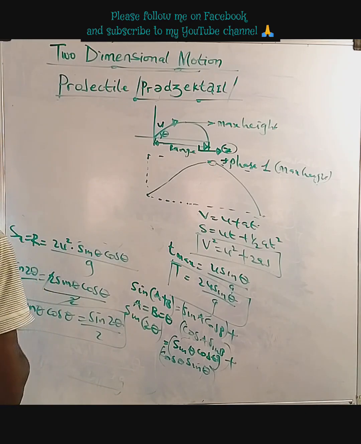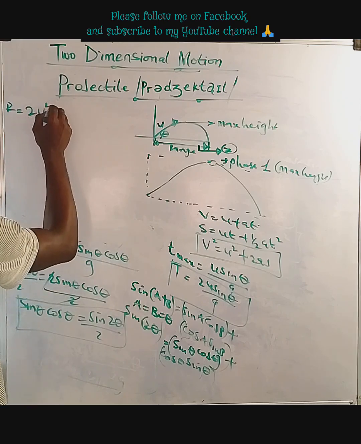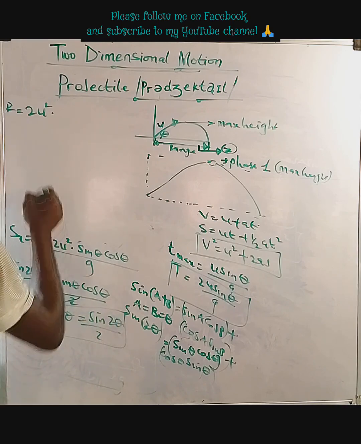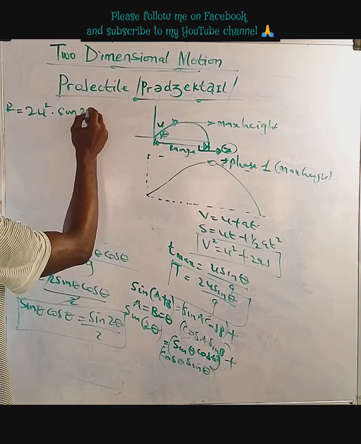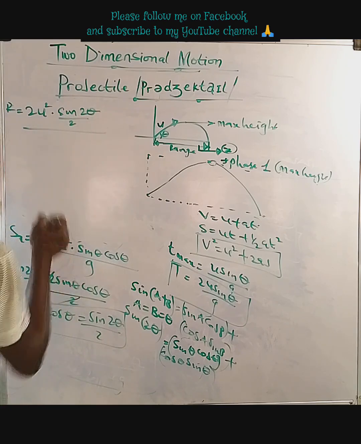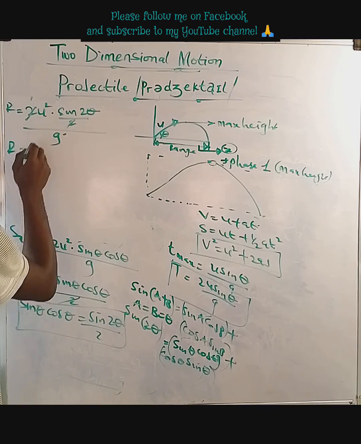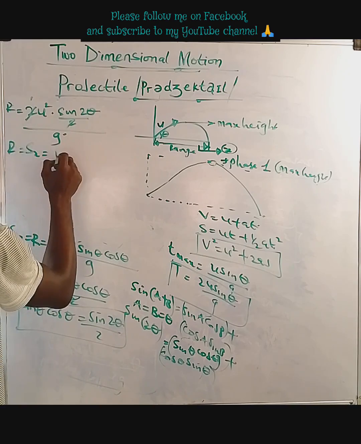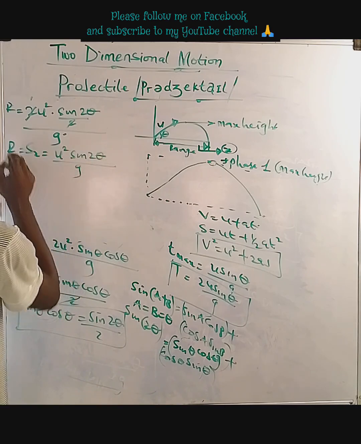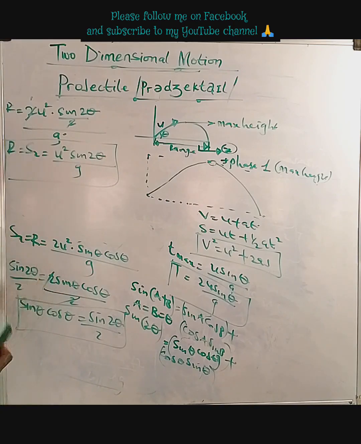So what do we have? The range now is going to be 2u squared times sine theta cos theta, which is equal to sine 2 theta over 2, all over gravity. So 2 over 2, 1 over 1. So the range along the x-axis is u squared sine 2 theta over gravity. This is a perfect formula for range. This is how to get the formula for range.